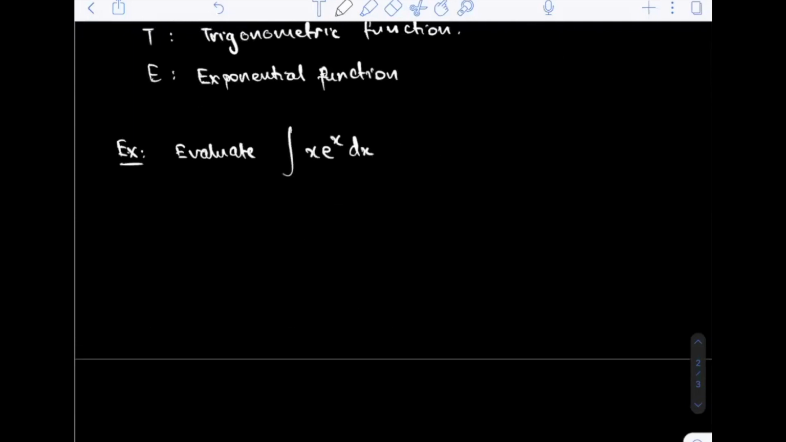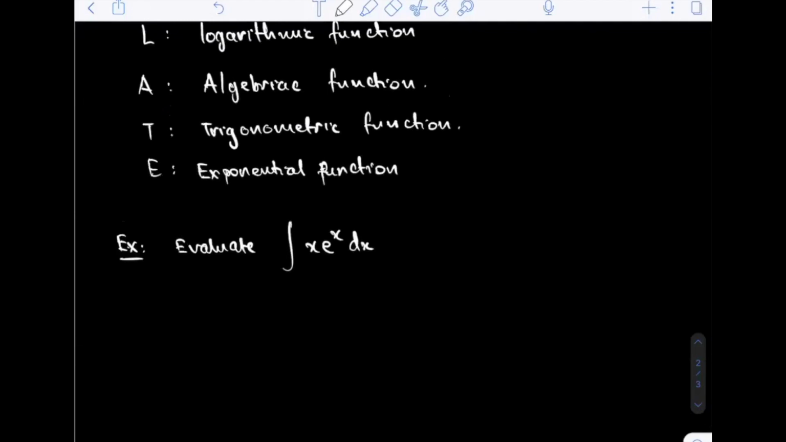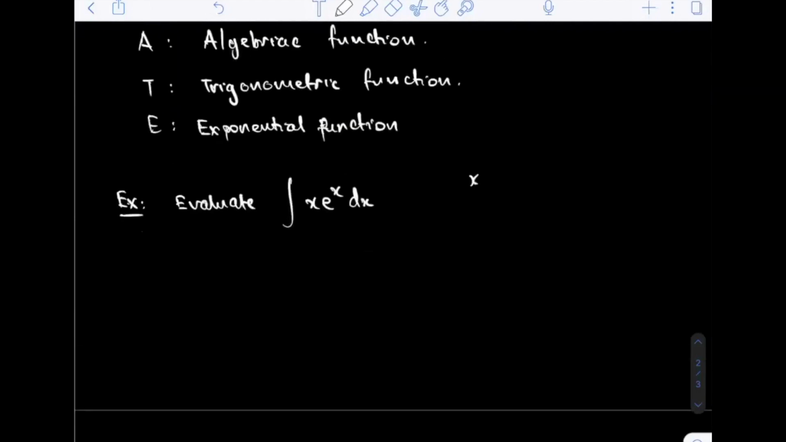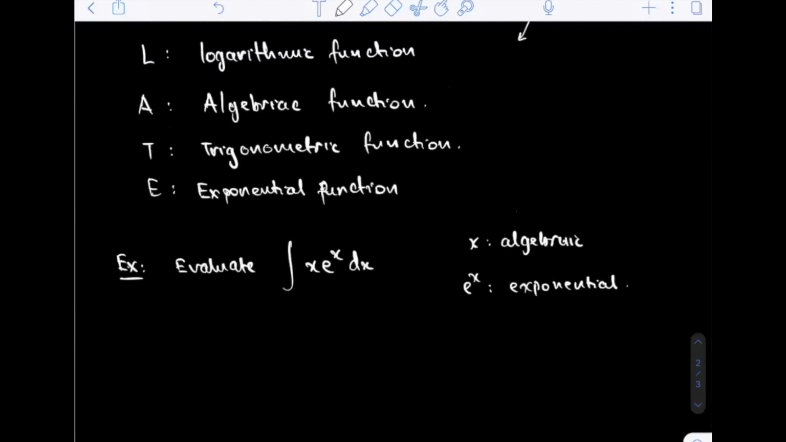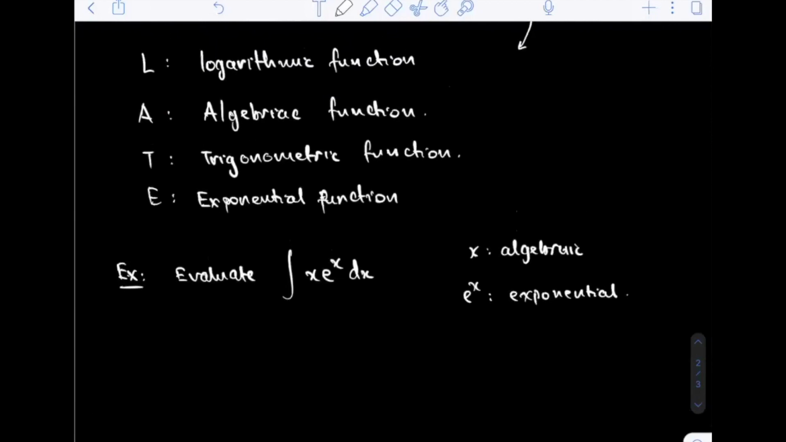So you have two functions that multiply together in this particular integral. One is x, the other one is e to the x. So x is the algebraic function and e to the x is the exponential function. When you go back to the LIATE or ILATE, you will see that the algebraic function has the higher rank.